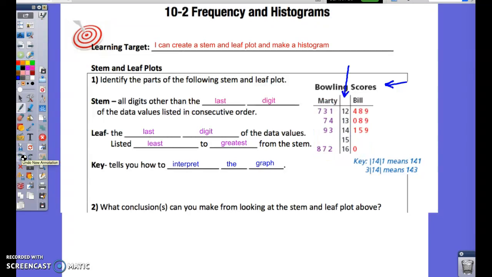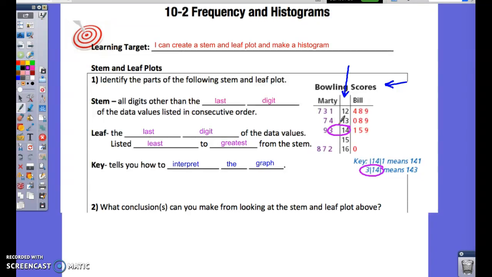As far as the key, this is down here, and this tells you how to interpret the graph. On this particular graph, the first example on the key is showing 14 inside the bars, and the one on the right-hand side is referring to this data value right here. And the second part of the key, if you take a look, shown right here, this 3 and the 14 inside the bars, that's referring to this data value right here.